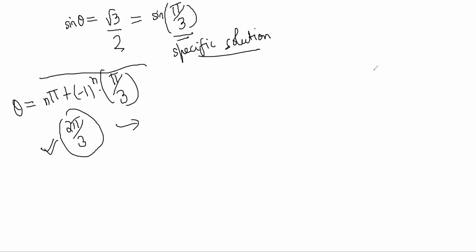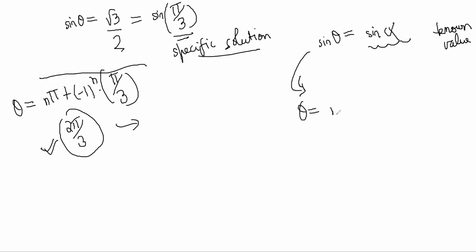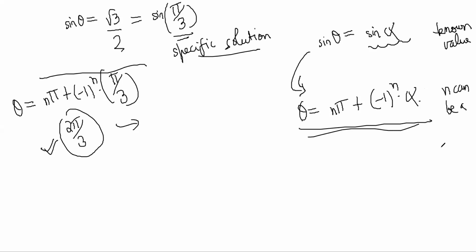So in general, what you have is, if you have an equation like this, sine theta is equal to sine of alpha, where this is a known value or something, in the sense that sine theta could be half, could be root 3 by 2, could be 0.25 or anything, right? Then the general solution of this equation is theta is equal to n pi plus minus 1 power n into alpha. Okay. So here, any value of theta you can find using this formula. n can be a positive integer or 0.